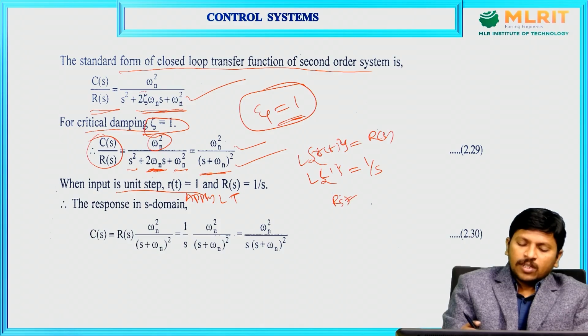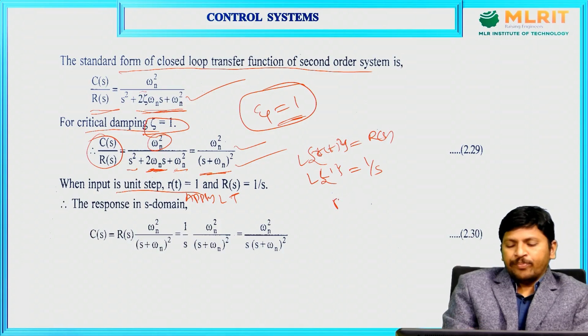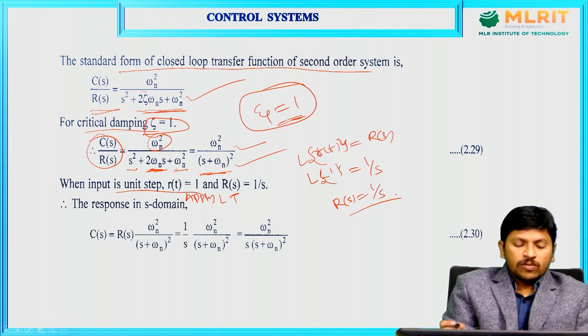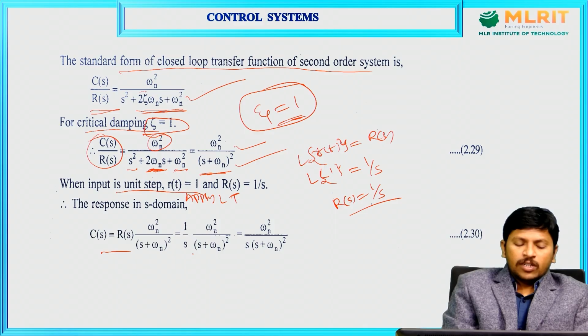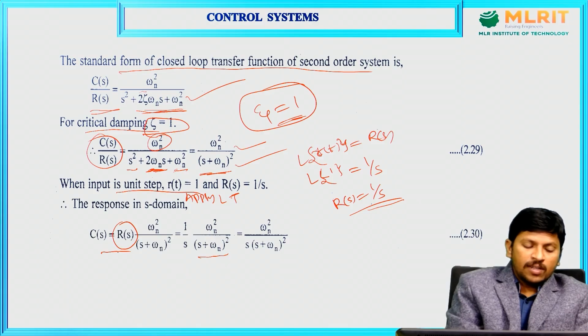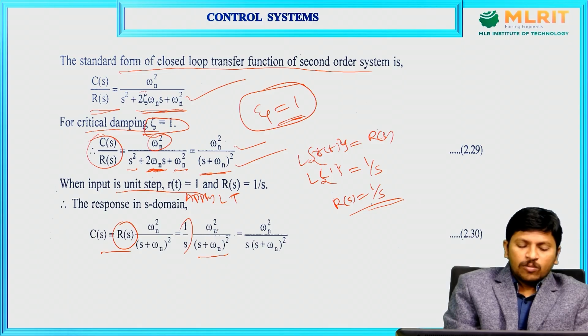R of s equals 1 by s. Here C of s equals R of s into omega n square divided by s plus omega n whole square, equals 1 by s into omega n square divided by s plus omega n whole square. In place of R of s, just substitute 1 by s. That is omega n square divided by s into s plus omega n whole square.